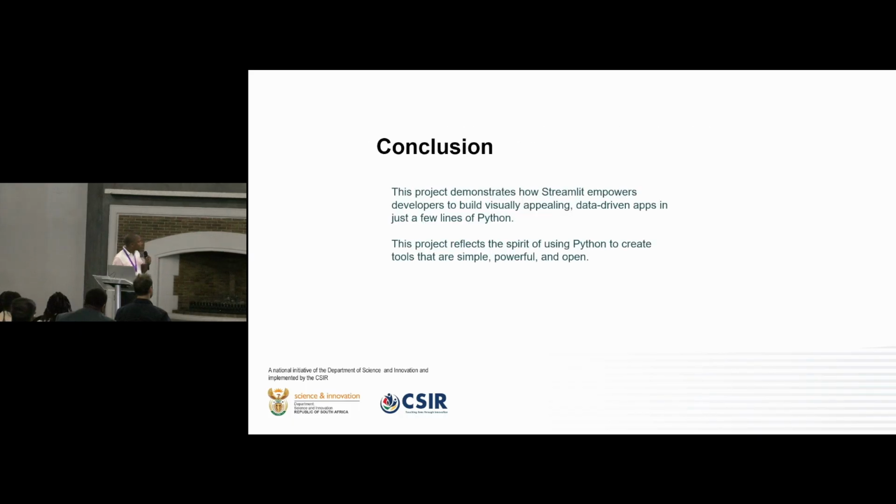So, conclusion to this, basically, building a Grafana app with Streamlit empowers developers to build visually appealing, data-driven apps in just a few lines of Python. So basically, the project reflects the spirit of using Python to create tools that are simple, powerful, and open as well. One of the other things, just to put it out there, this is not replacing Grafana. Grafana is the standard tool that is being used to monitor our systems. So this is something that I decided to build and customize my own metrics as well. So yeah, that's about it.